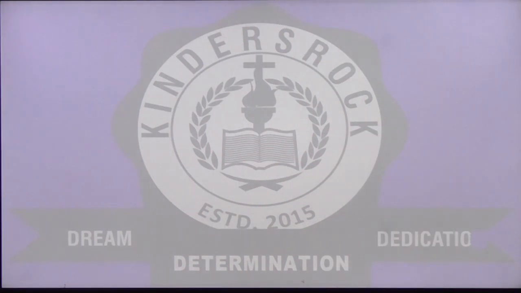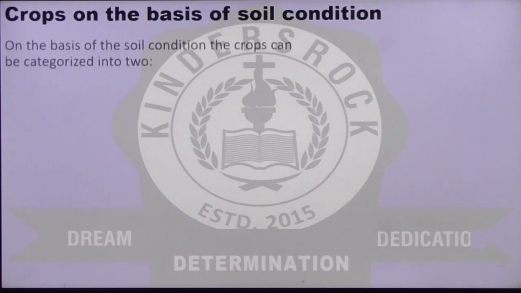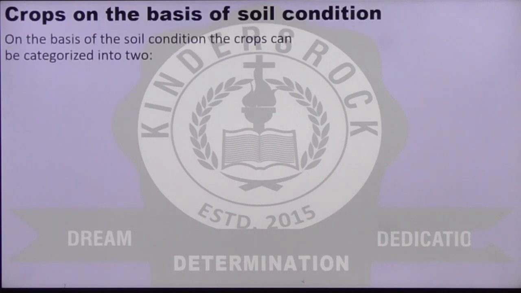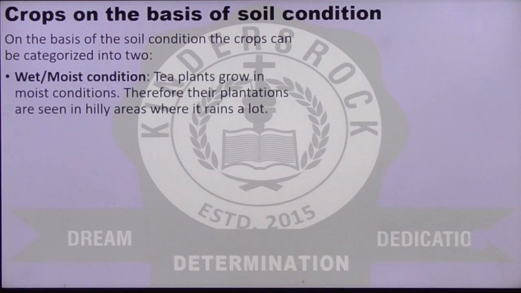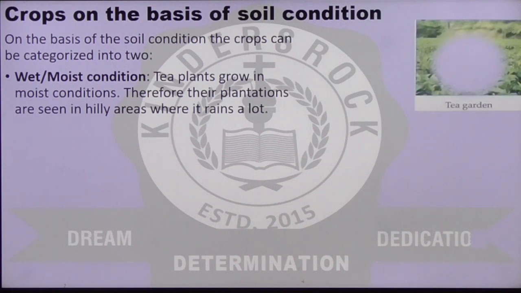Now crops on the basis of soil conditions. On the basis of the soil conditions, the crops can be categorized into 2. Wet or moist conditions. Tea plants grow in moist conditions. Therefore, their plantations are seen in hilly areas where it rains a lot. थोड़ी सी नमी वाले वातावरण में चाय के बागान उगते हैं, चाय का बागान लगाया जाता है. So tea plants grow in moist conditions. That is the picture of a tea garden, which is on the top of a hill.